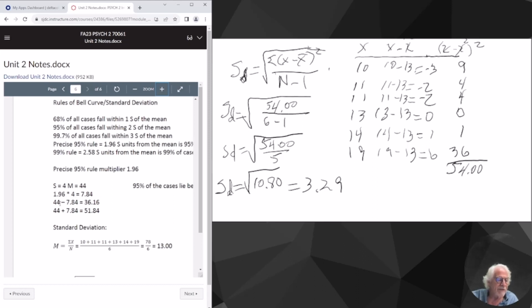My mean is 44. I subtract 7.84 from the mean, and the low score would be 36.16. I add it to the mean on the positive side, which would be 51.84. So 95% of the cases lie between the scores of 36.16 and 51.84. And we're going to go over this more.